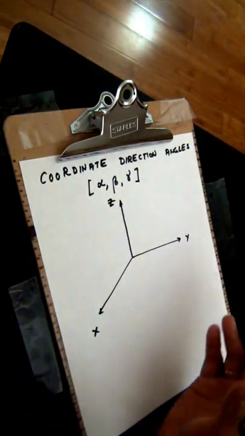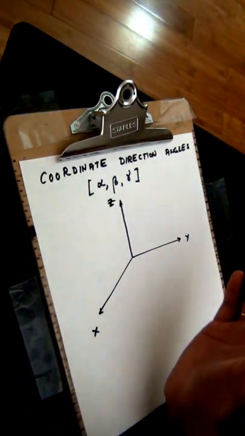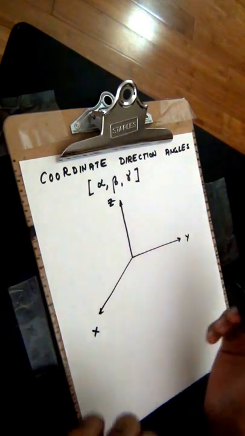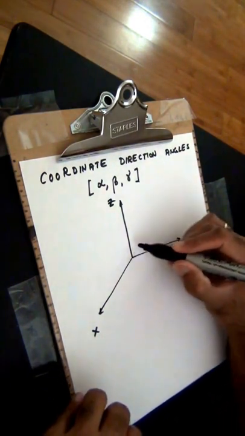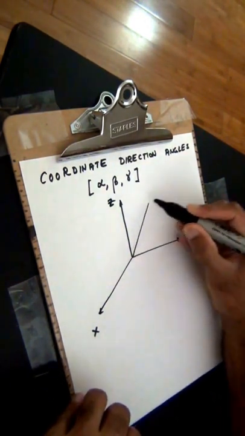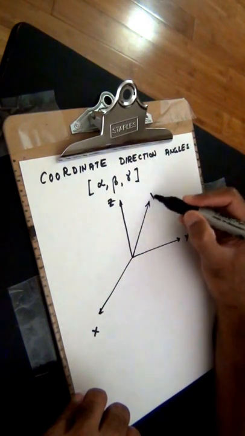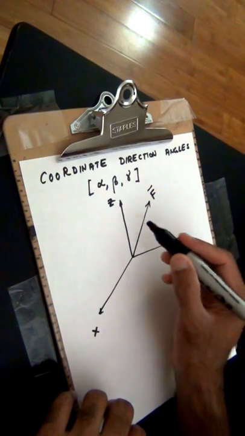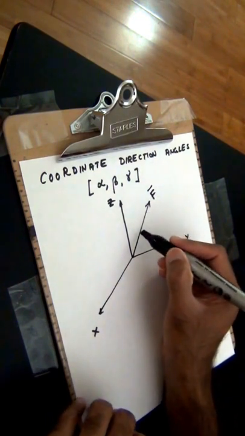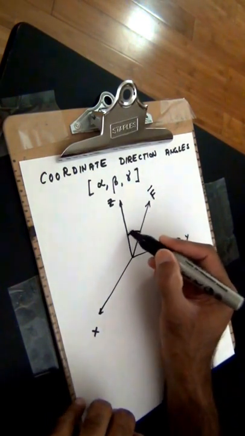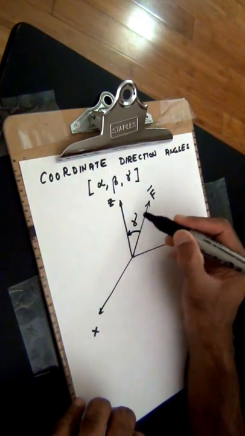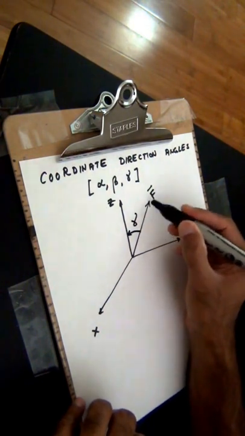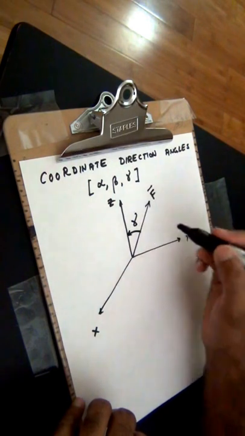This follows the right hand rule. If I curl my fingers as I go from x to y, I get the z direction. Then let me say that there is a force vector which is drawn in space here. So this force vector is F. Now I can represent the three coordinate direction angles as follows. I have the first one here. Let me call this gamma. This is the angle made by the tail of the force F with the positive z axis.